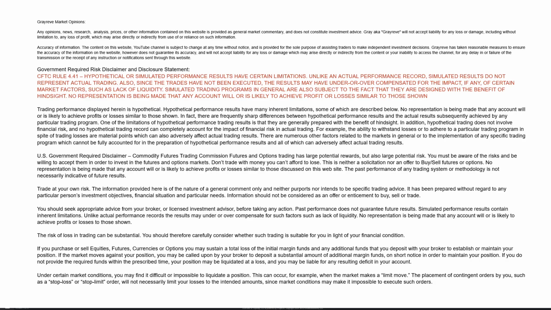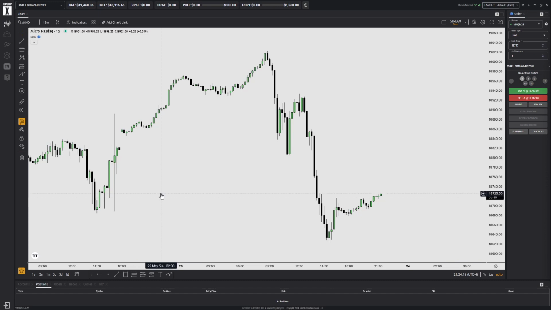Alright, so for this video, it's going to be how I take sniper entries on the lower time frames using higher time frame levels. Okay, let's start with the charts.